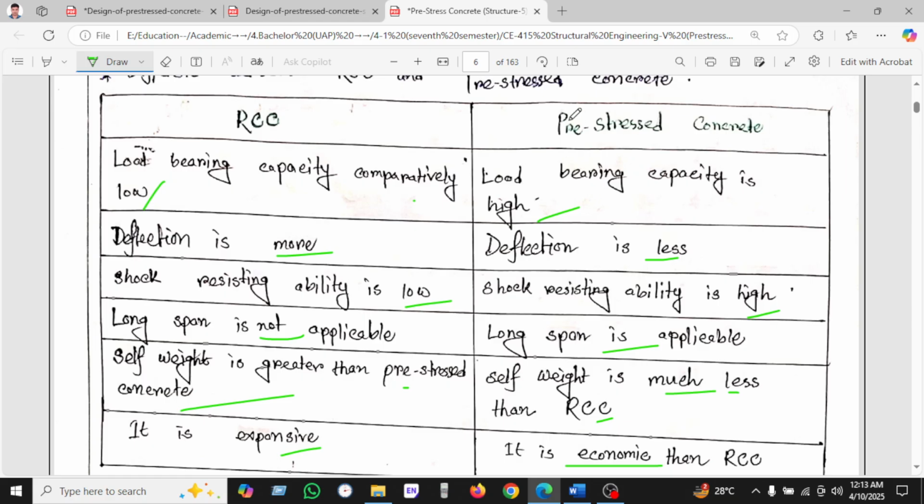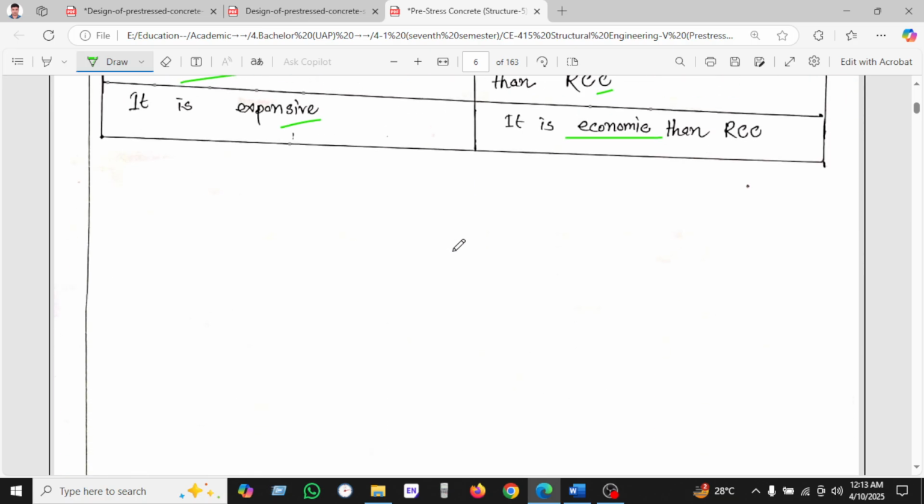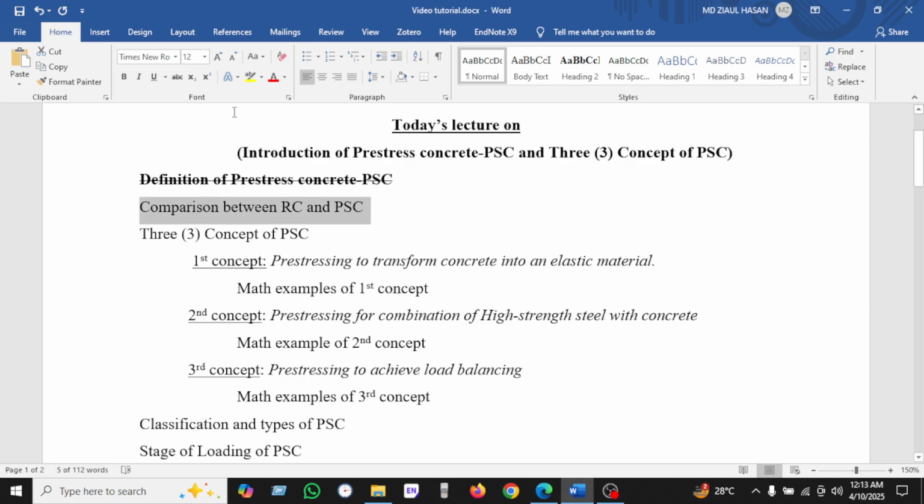So we can see that Prestress is very useful in comparison between them. Okay, so we have completed this comparison. Now we'll see the three concepts.